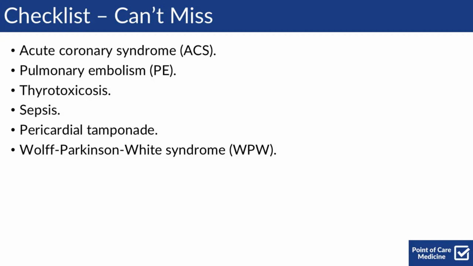There are some can't-miss diagnoses that can be associated with AFib with RVR. Be sure to rule out acute coronary syndrome, pulmonary embolism, thyrotoxicosis, sepsis, and pericardial tamponade. Make sure you know if a patient has Wolff-Parkinson-White syndrome, as it has implications for management.